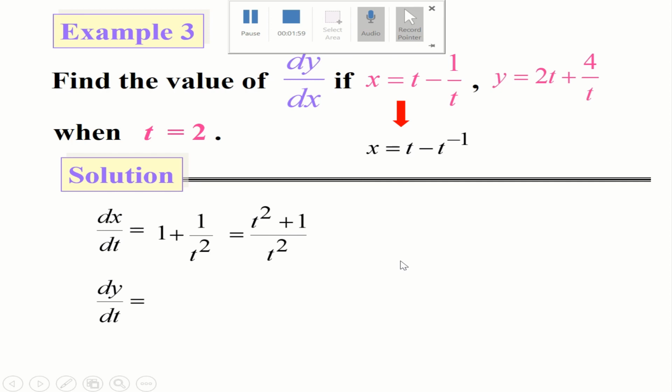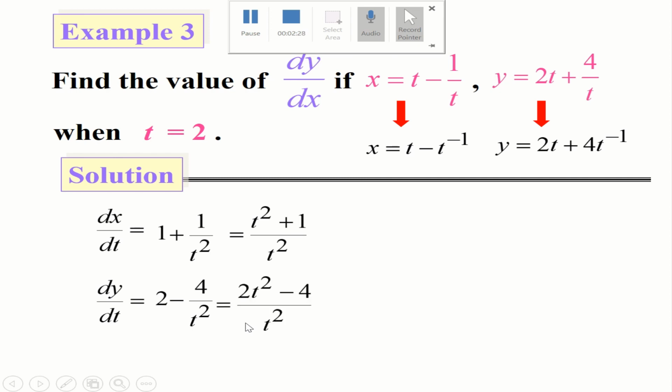Then after that, we are going to find dy/dt. Since y equals 2t plus 4 over t, 4 over t becomes 4t to the power negative 1. Then we differentiate with respect to t, we get 2 plus, or rather minus, 4t to the power negative 2. So then we get 2 minus 4 over t squared. Then we equate the denominator, we get (2t squared minus 4) over t squared.